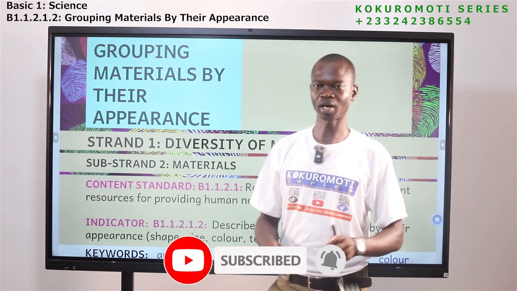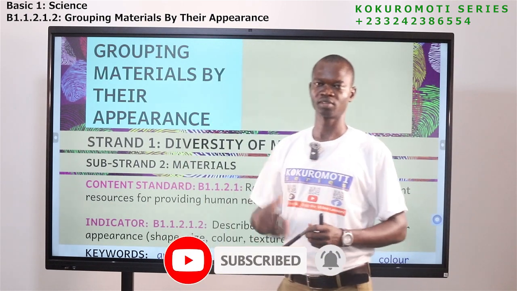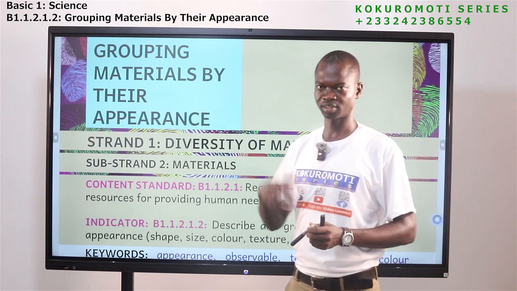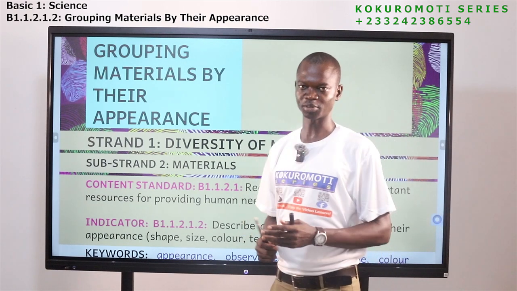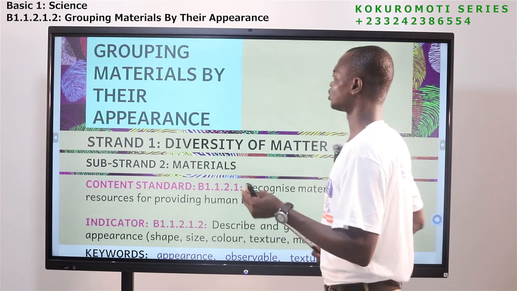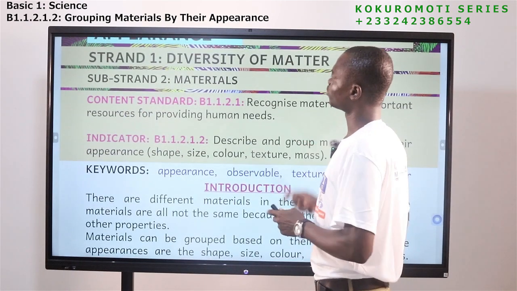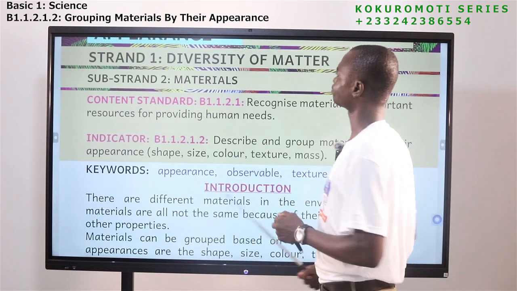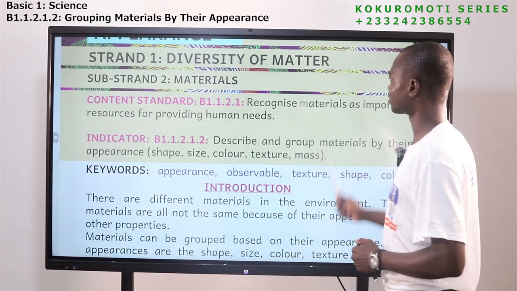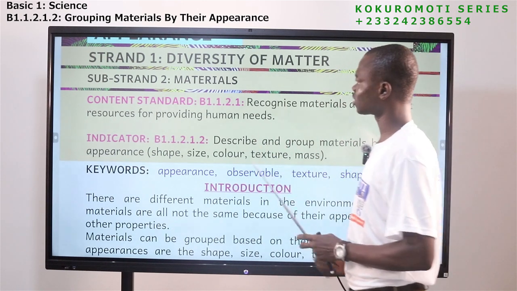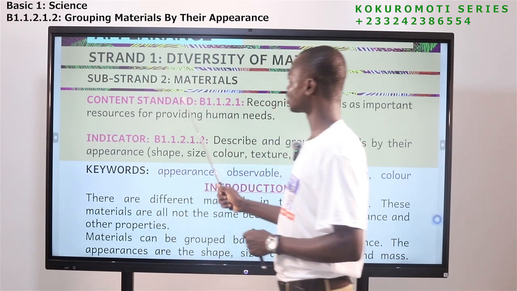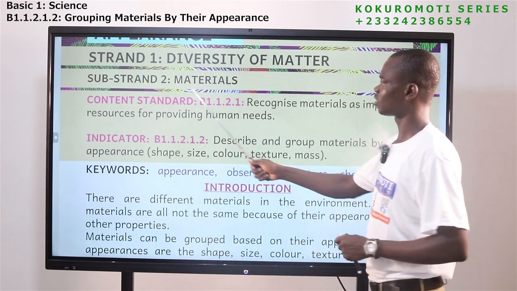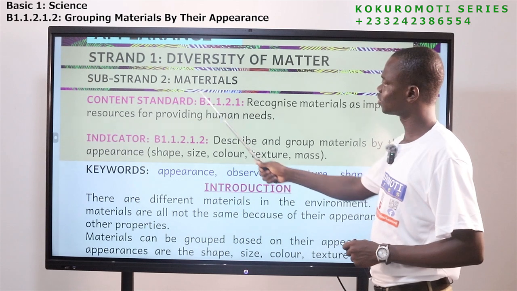Science for basic 1. If you are in basic 1, primary 1, stage 1, grade 1, this lesson is for you. The science that we have is strand 1, diversity of matter. Under strand 1 we will look at substrand 2, that is materials. All of you say materials.